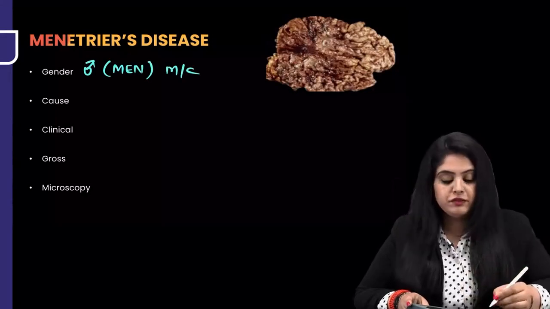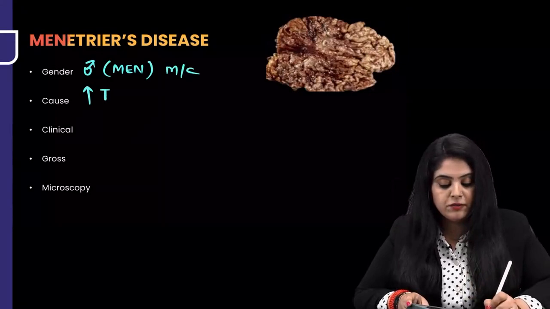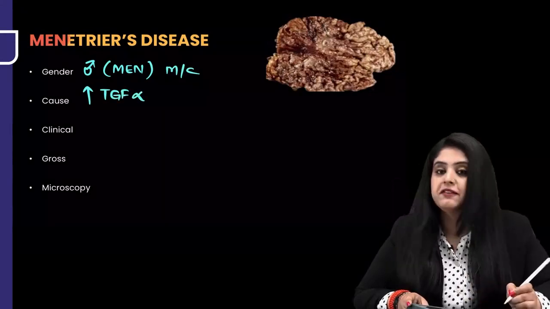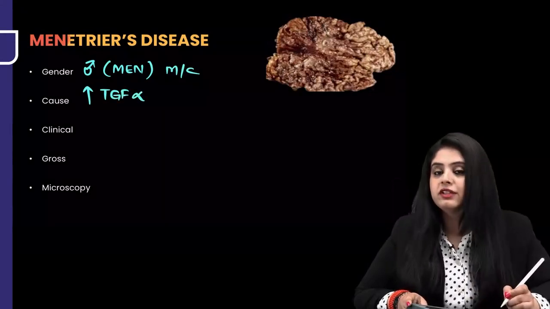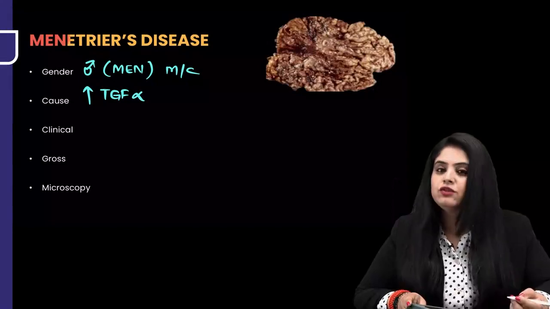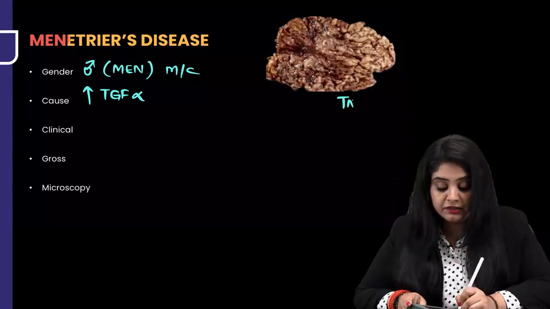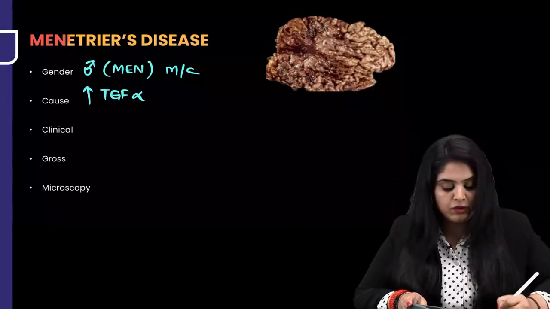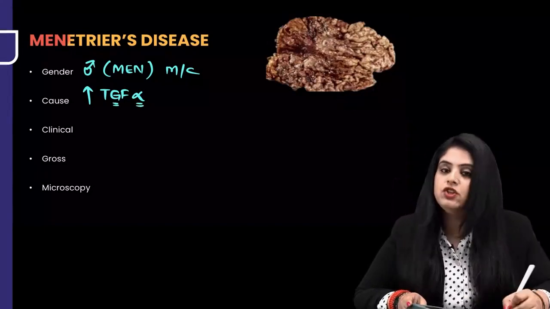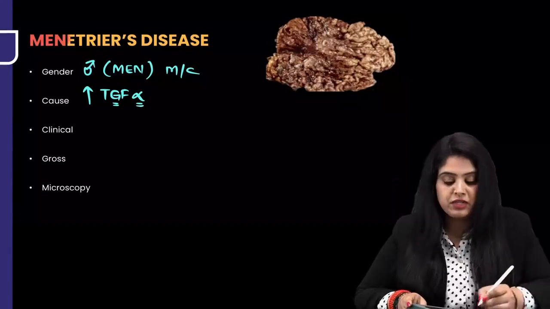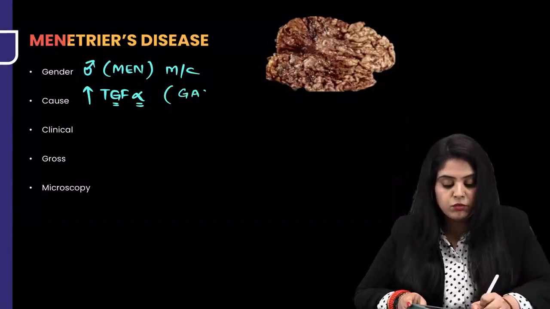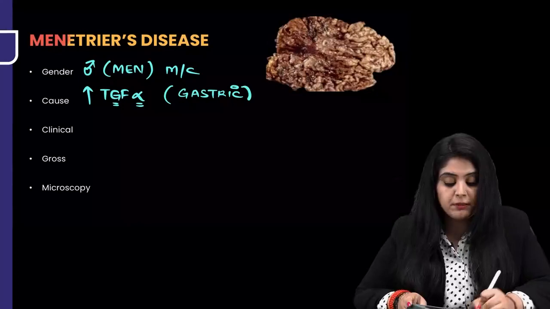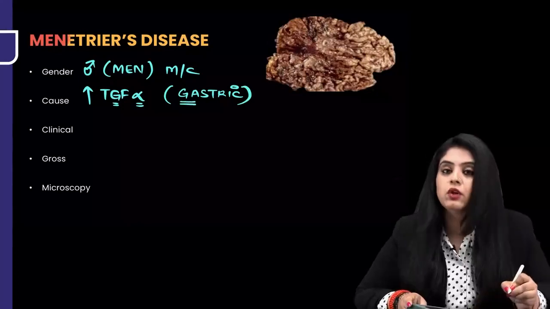Next, what is the cause of it? It is because of an increase of a mediator called TGF-alpha. Now let me tell you something about this. Many students get confused in the exam whether it is TNF-alpha, TGF-beta, and so on. So I'll give you a very simple way of learning it. TGF-alpha is G and A. That will always remind you of gastric. So TGF-alpha is what you have to select because this is a stomach pathology. It is a gastric pathology.